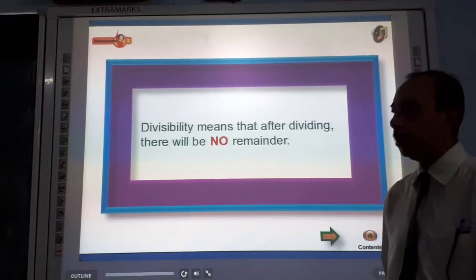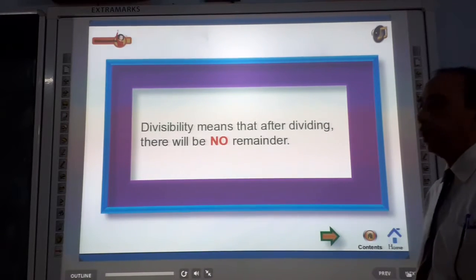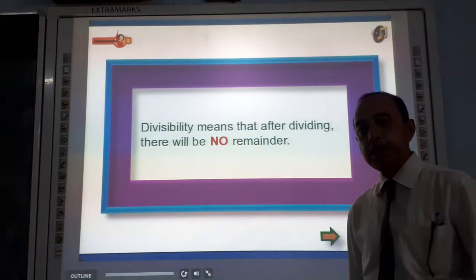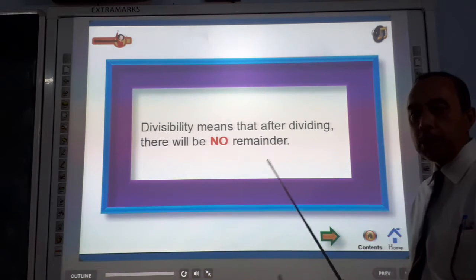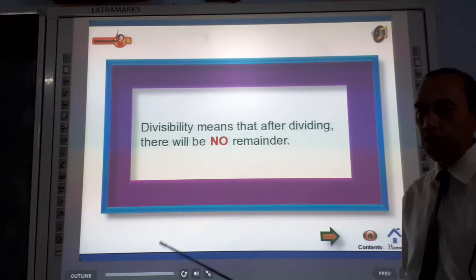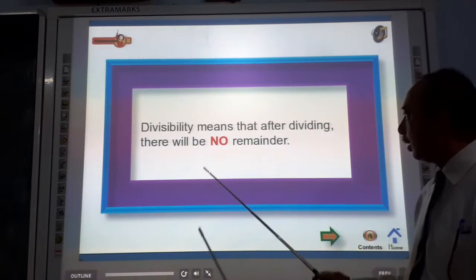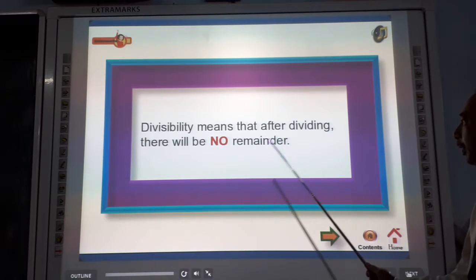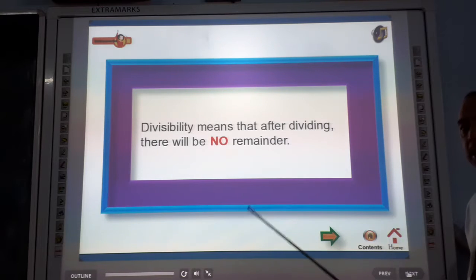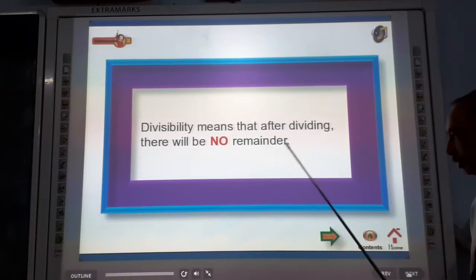Welcome dear students. In chapter 5, Playing with Numbers, we are continuing the video in this part. Now we are at the topic divisibility rule, and what is the meaning of divisibility? Divisibility means that after dividing there will be no remainder. When we divide any number and no remainder is left, it means the number is completely divisible.